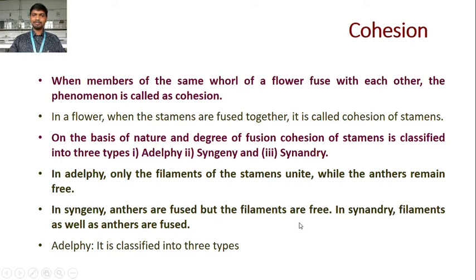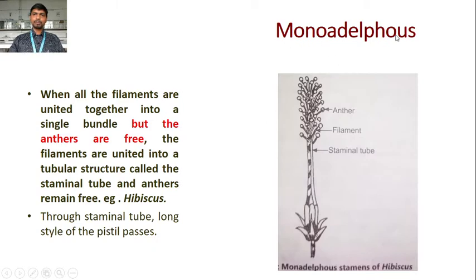So we see three conditions here. First condition, filaments united, anthers free: adelphy. Anthers united, filaments free: syngeny. Filaments as well as anthers fused: synandry. So these three types of cohesion are seen in the stamens of the androecium. First we are going to study adelphy. This adelphy has been further classified into three types. The first one is monoadelphous.